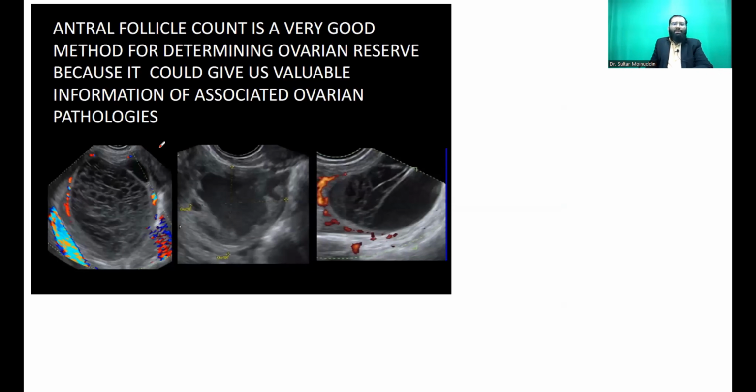Next, antral follicle count is a very good method for determining ovarian reserve because it gives us valuable information associated with ovarian pathologies. Suppose you took a patient on day 2 and you get this image. Is this a follicle? The answer is no. How should a follicle be? A follicle should be in the range of 2 to 10 mm and it should be clear and anechoic. Here, what you are able to see is a net-like pattern. So what is this? Can anyone tell me?